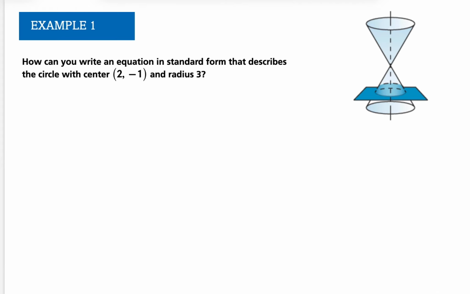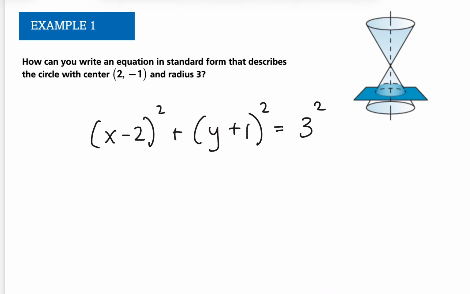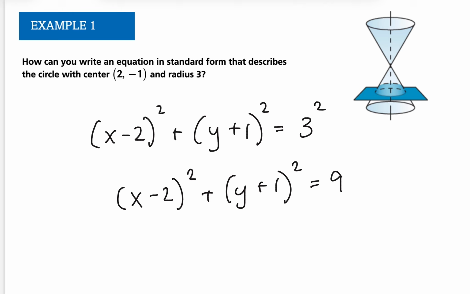So our first example is, how can we write an equation in standard form that describes a circle with center at 2, negative 1 and a radius of 3? So that would become (x minus 2) squared plus (y plus 1) squared equals 3 squared. If you want to simplify that even further, you can write (x minus 2) squared plus (y plus 1) squared equals 9.